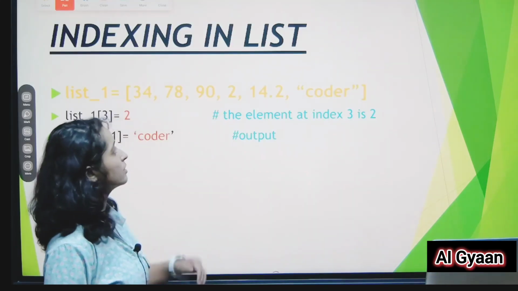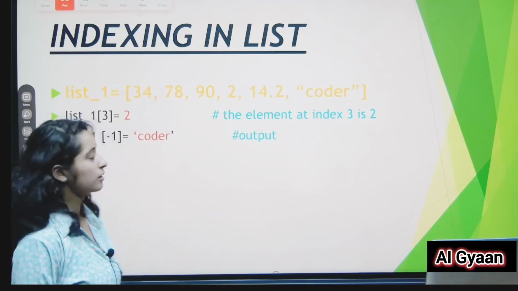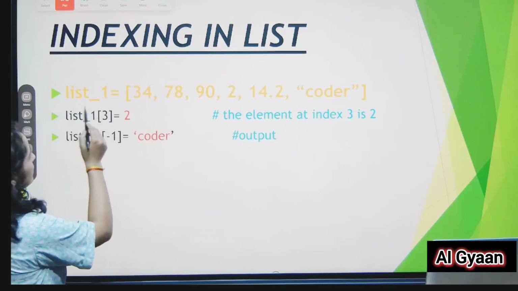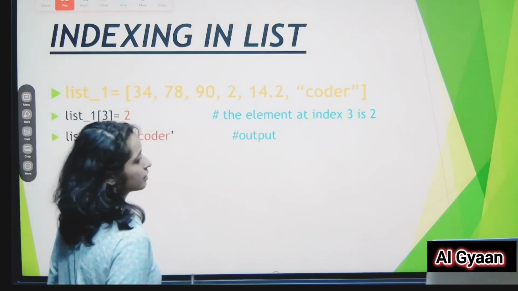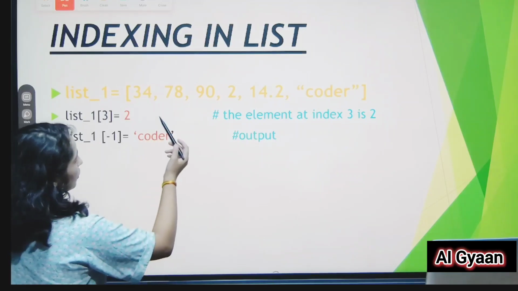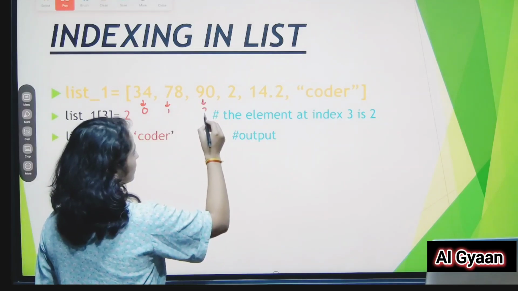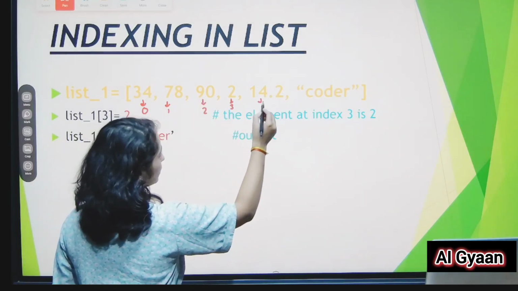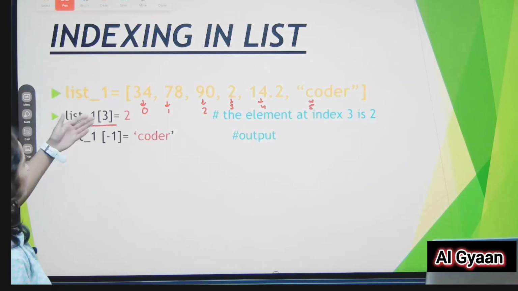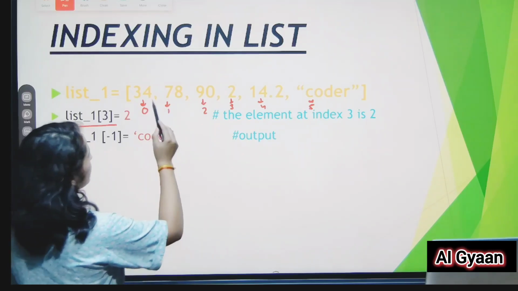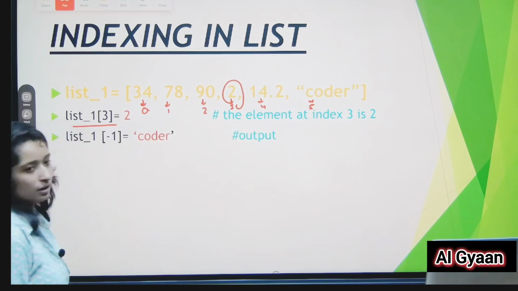So this was about indexing in strings. The next data type is list. Now we will see how indexing in list works. So here also I have created a list named list_1, and these are the elements in my list. You can also write 0, 1, 2, 3, 4 and 5 for your convenience. To find the element at index 3, my output will be, see, 0, 1, 2 and 3, so 2 will be my output.